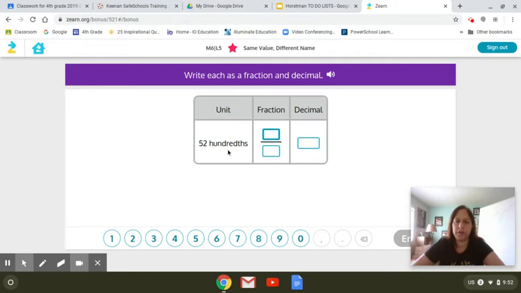52 hundredths. Remember, that means 52 pieces out of 100 pieces. And how do I write that as a decimal? 0 point, well, we know there's a decimal point, and it's 52 hundredths.